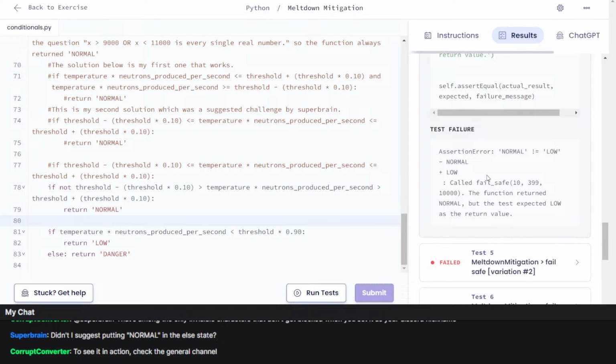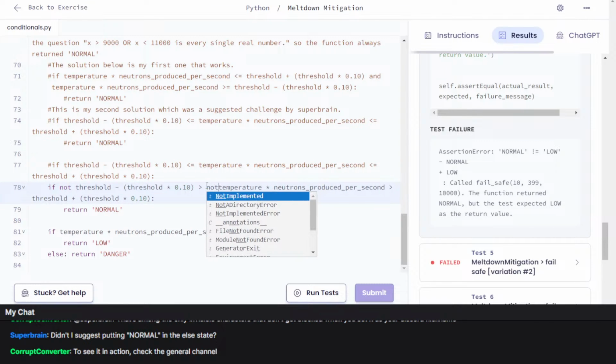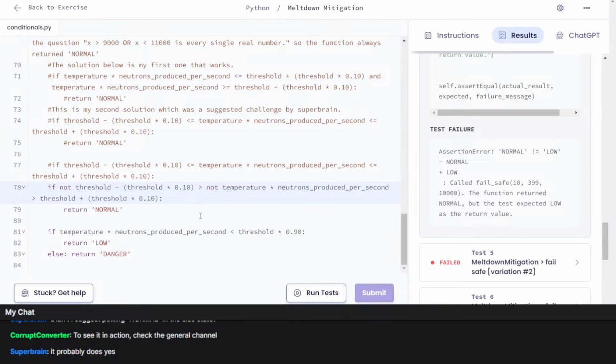Ooh, why did this return normal? Wait, if I use the not here, what is it doing? Is it saying not for the whole entire thing? If not for everything? Do I have to put not everywhere? Like, oh my god, will this even work? What happens if I do that?